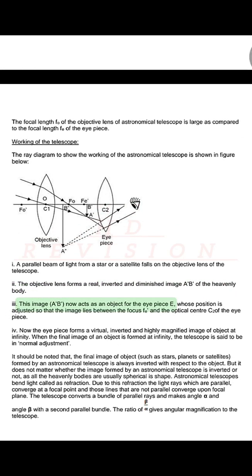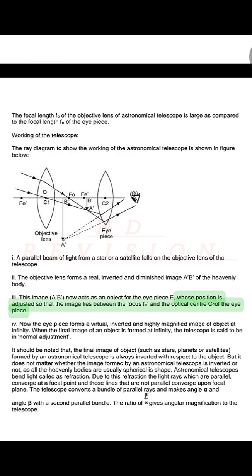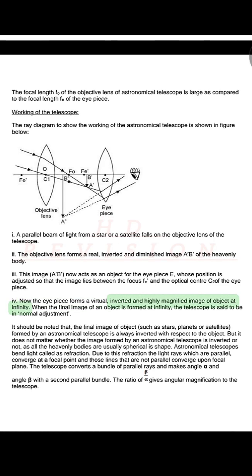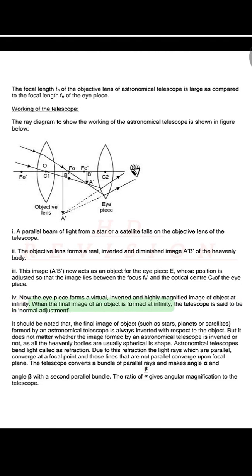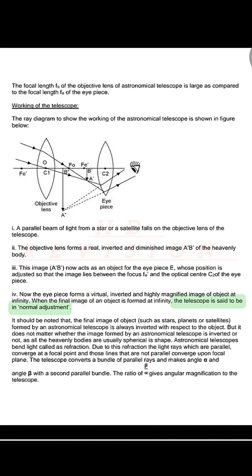This image now acts as an object for the eyepiece, whose position is adjusted so that the image lies between the focus Fe and the optical center C2 of the eyepiece. The eyepiece forms a virtual, inverted and highly magnified image of the object at infinity. When the final image of an object is formed at infinity, the telescope is said to be in normal adjustment.